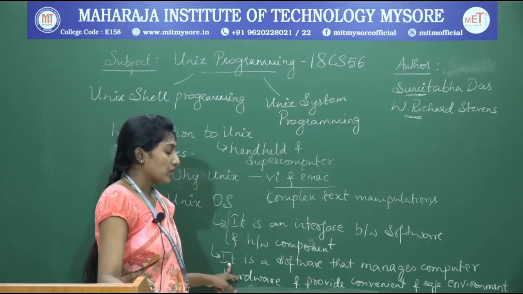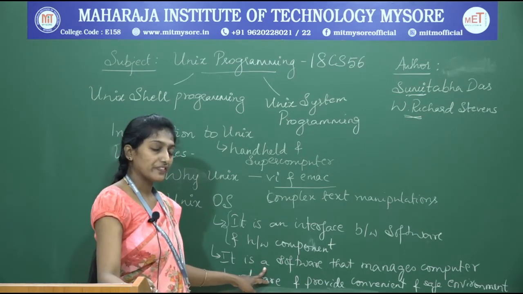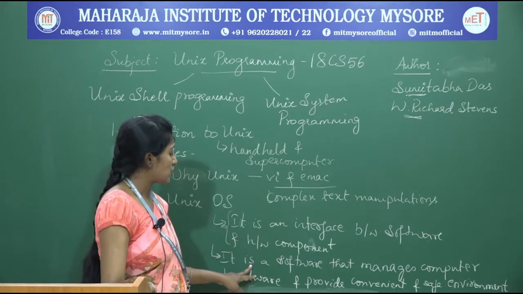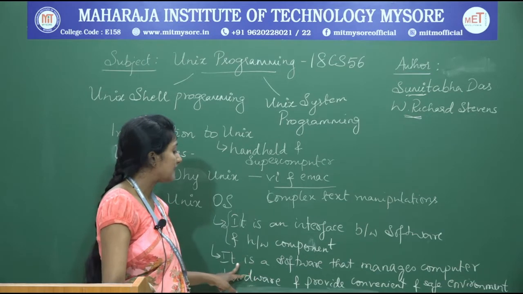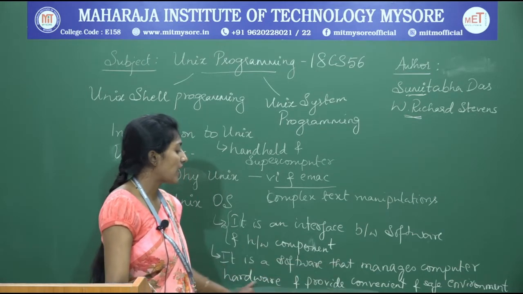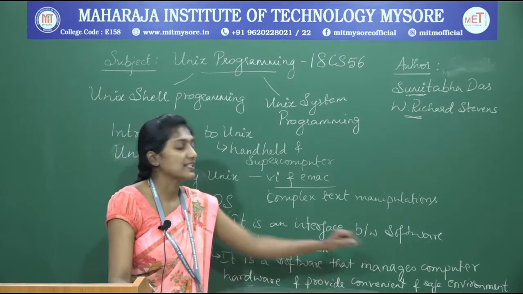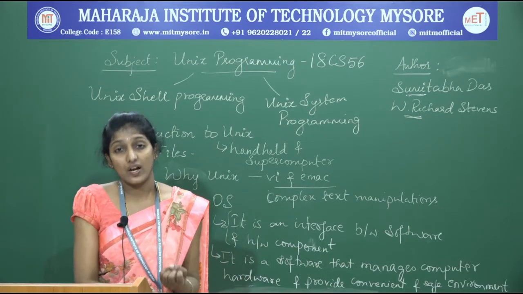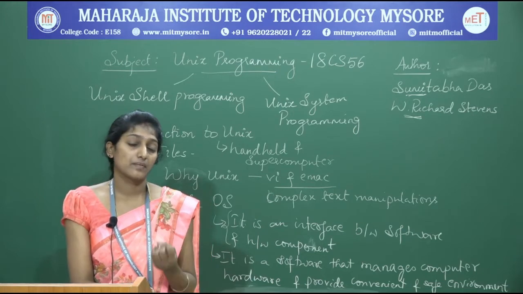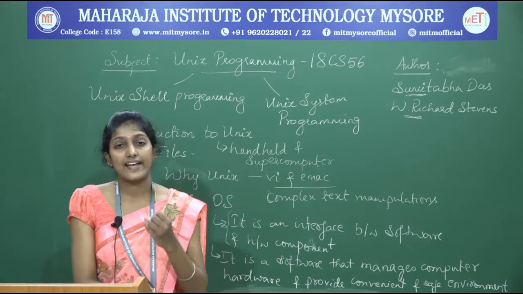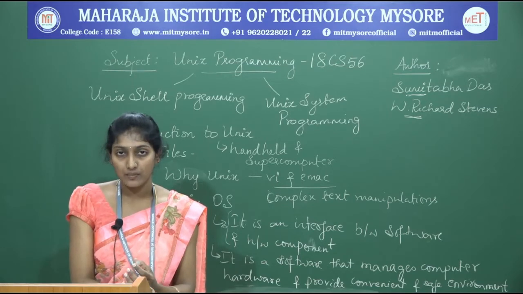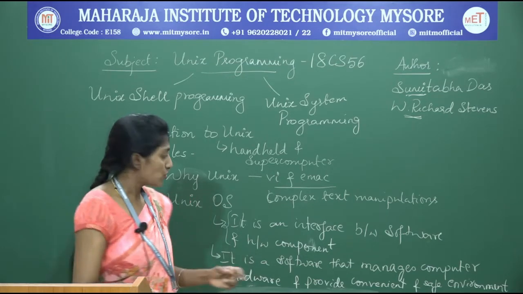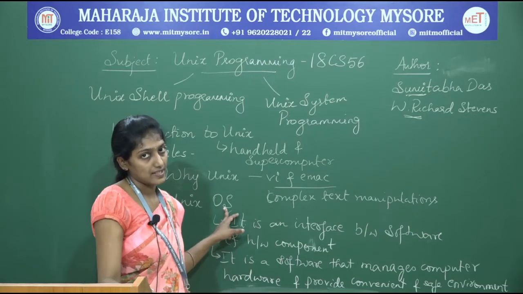If you want to frame a definition for an operating system, you can define it as a software that manages the computer hardware and provides a convenient and safe environment. Convenient and safe environment for what? For the execution of a program or for accessing any content within a system. That will be provided by the operating system software.